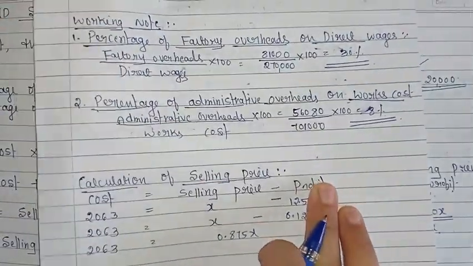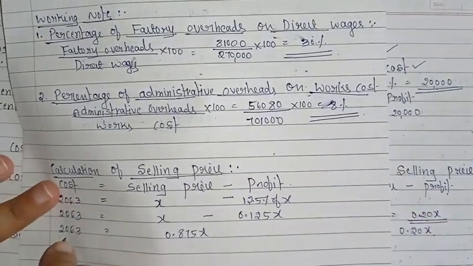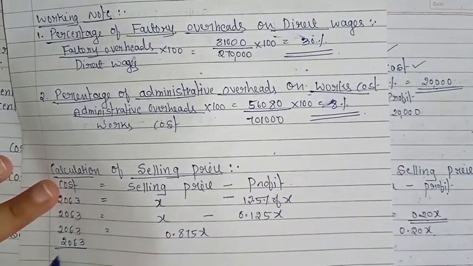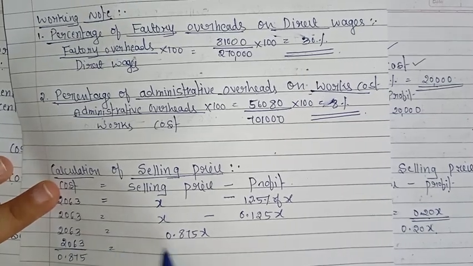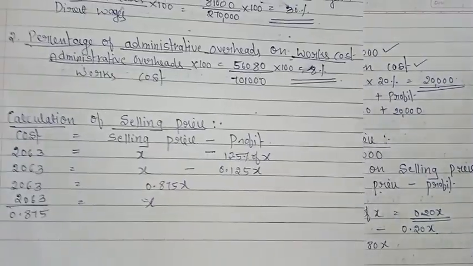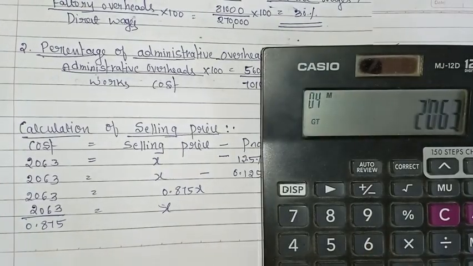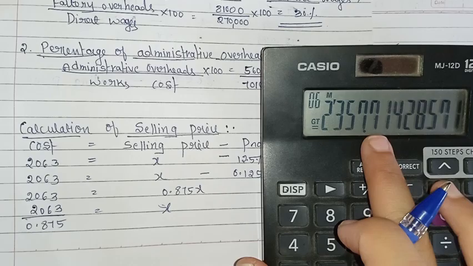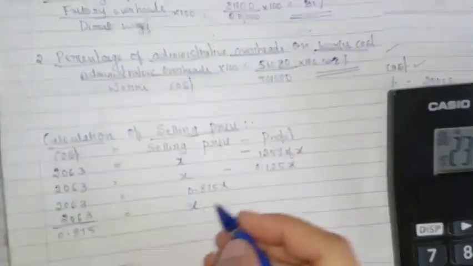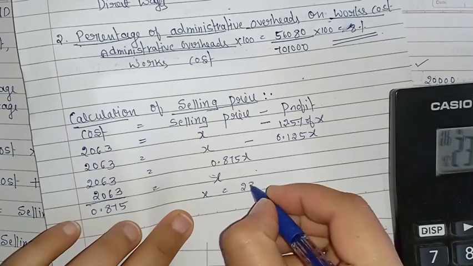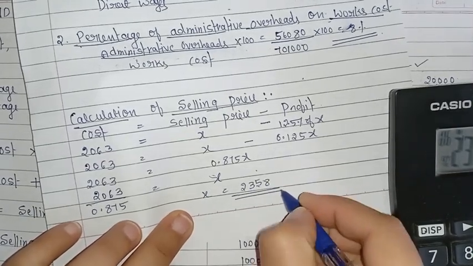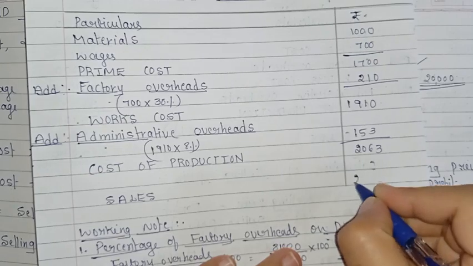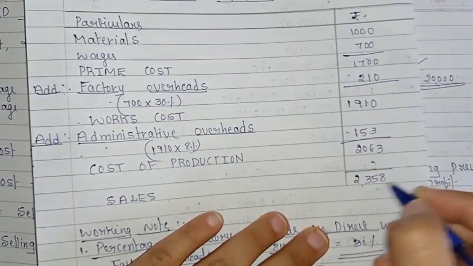0.875X. Now next, 2,063 divided by 0.875 equals to X. X means what? That is our selling price. So 2,063 divided by 0.875, that is equals to rupees 2,358.58. Clear? So X equals to 2,358. That is our selling price. Write down here 2,358. That is our selling price.